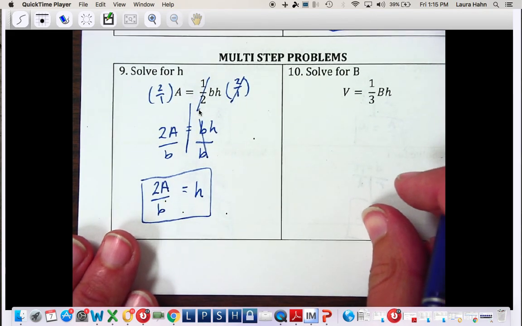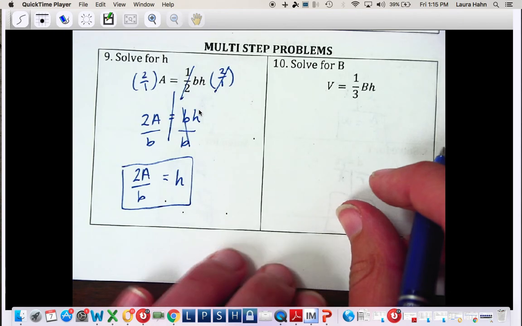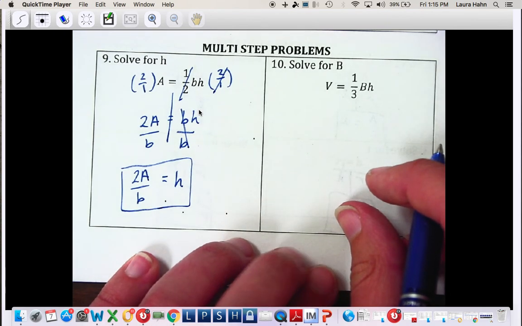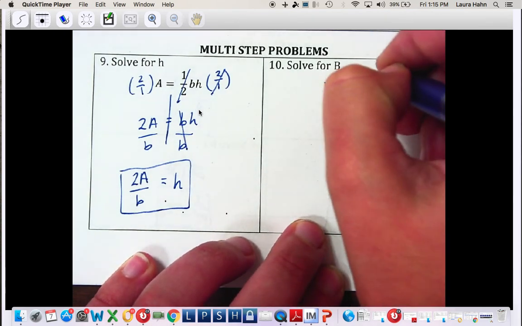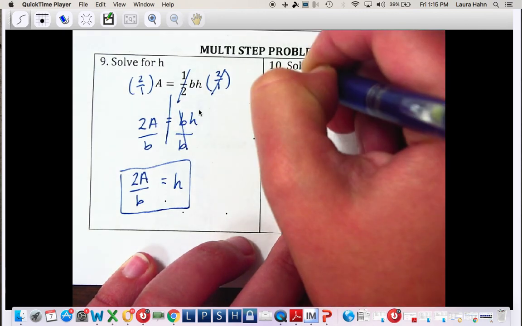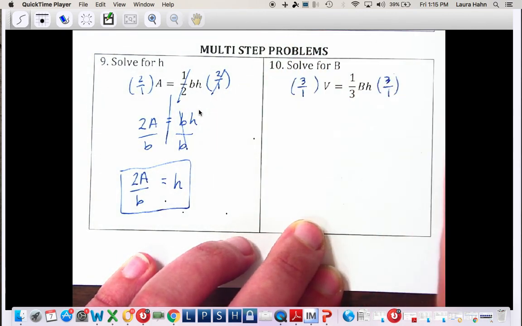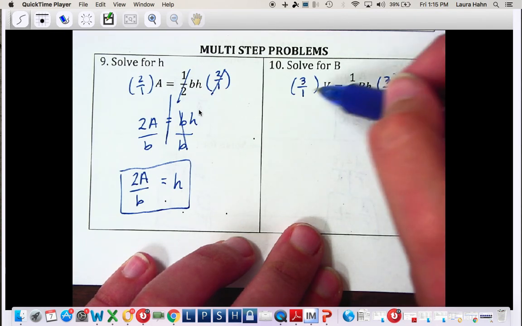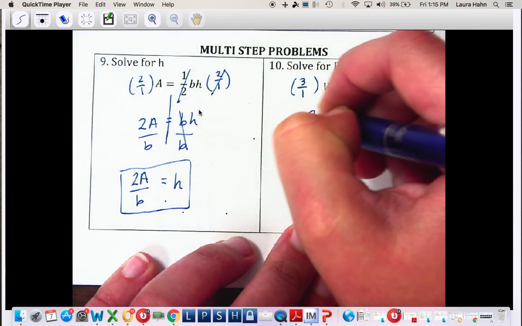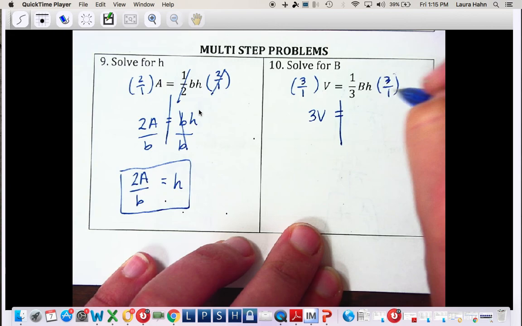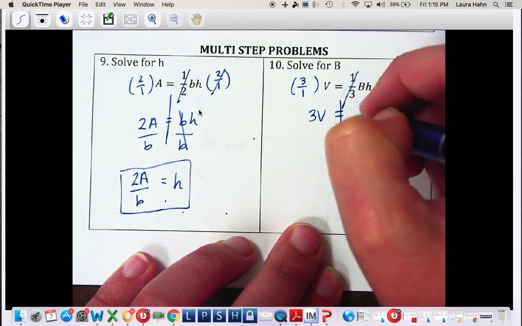Okay, on 10, if we want b by itself, I have to get rid of the 1/3 and the h, so let's get rid of that fraction first. So I'm going to multiply by the reciprocal on both sides. 3 over 1 is just 3, so 3 times v is 3v. A fraction and its reciprocal cancel, so bh falls down.